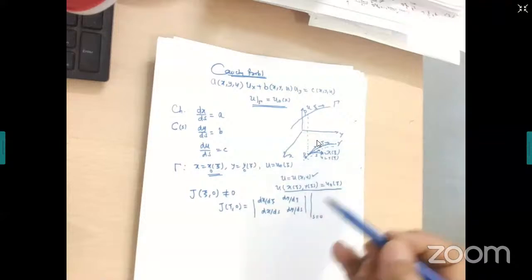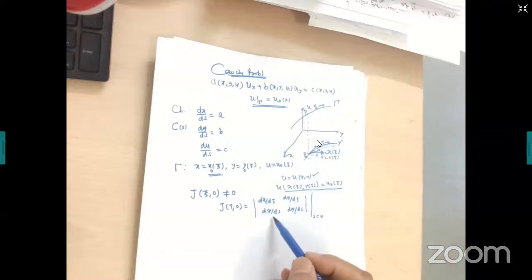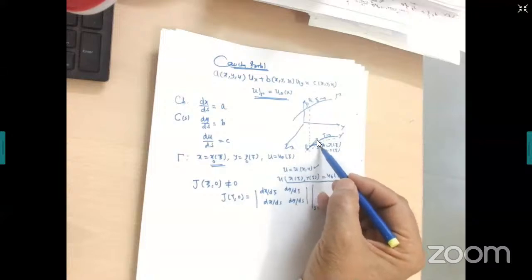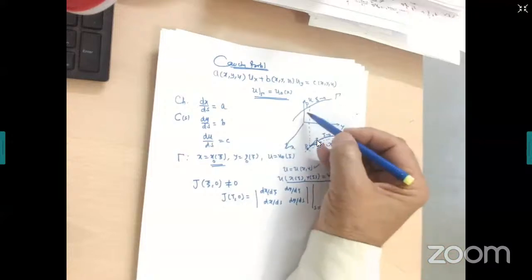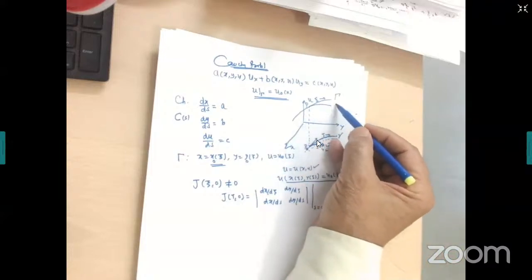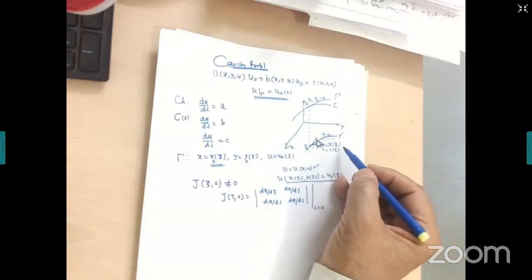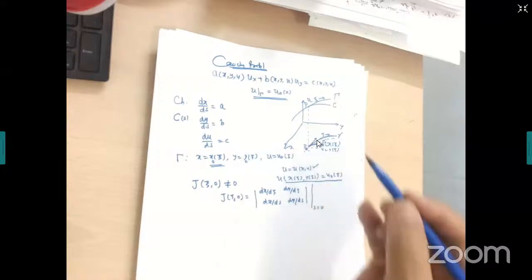And what is dx/ds, dy/ds? These are the tangent vector to the characteristic base curve. This is your space characteristic. I will call it C, and let it be C dash or C naught.